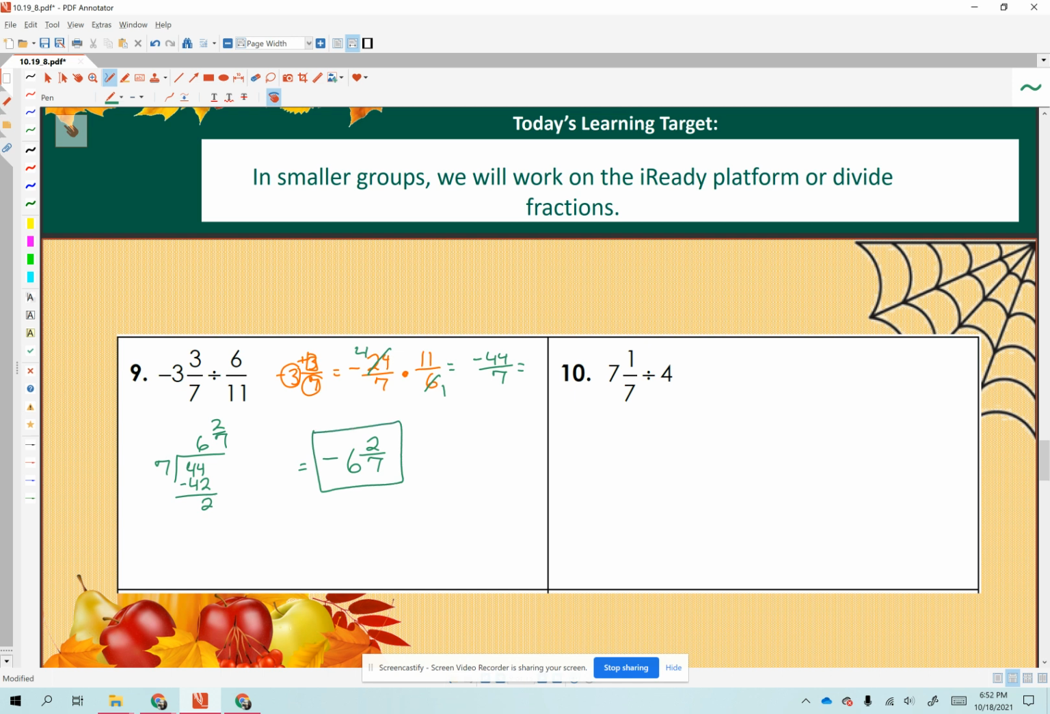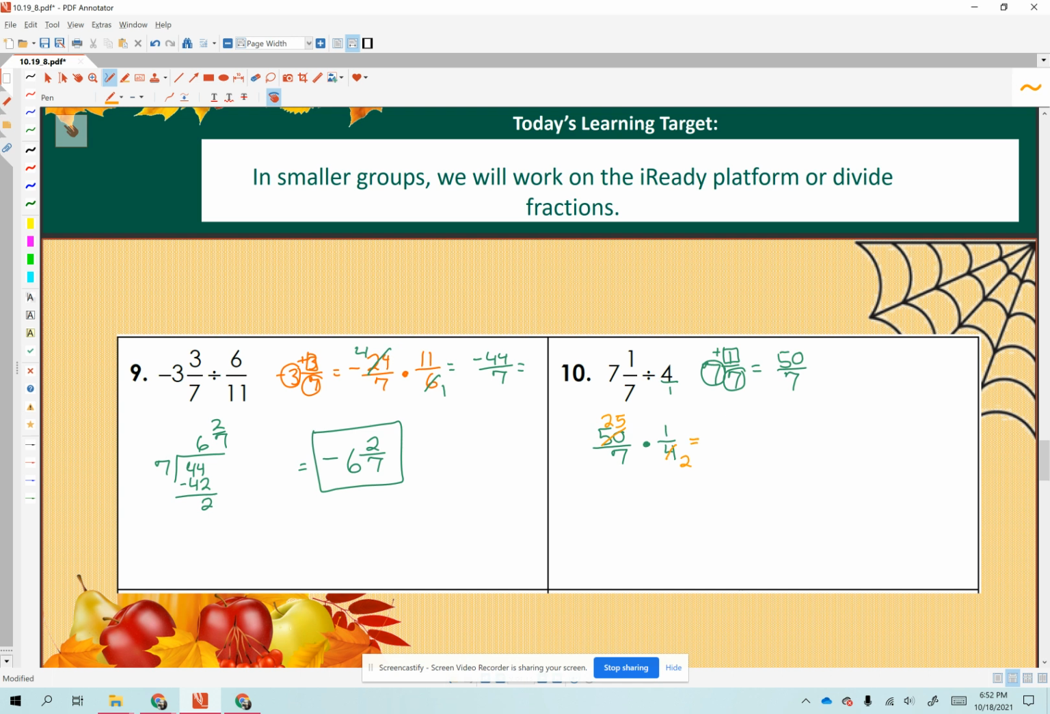And now for number 10, we need to convert 7 and 1/7 to an improper fraction. We'll multiply 7 times 7 is 49, and we'll add the 1, which makes 50/7. So our first fraction is 50/7, and we will multiply that. Now instead of 4/1, it will be 1/4. Now 50 and 7 are both divisible by 2, so we'll divide 4 by 2, which gives us 2, and we'll divide 50 by 2, which gives us 25.